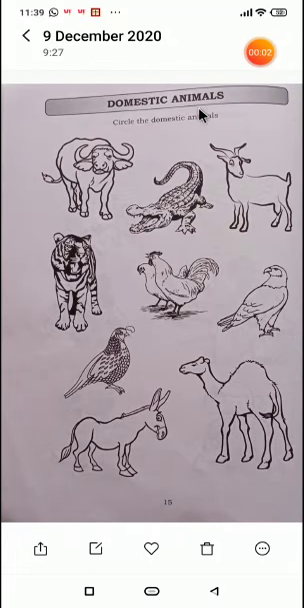Children, today we are going to learn about animals. Here we have on this page domestic animals. Okay, so in domestic animals we have here buffalo. A buffalo is a domestic animal. It lives on farms and gives us meat and milk. Very useful for us. Therefore, we have to circle this buffalo.